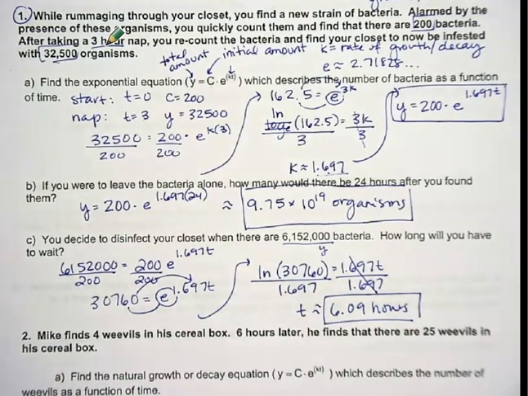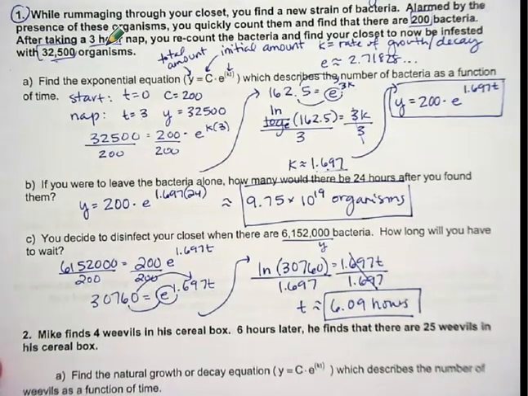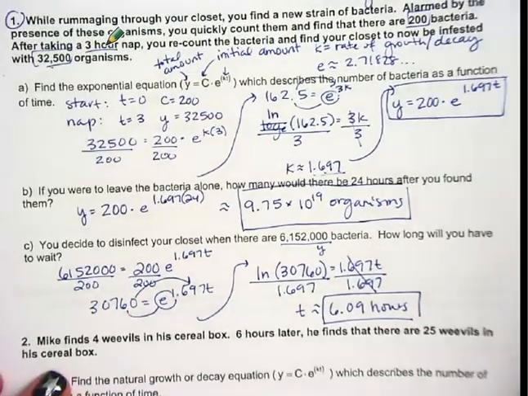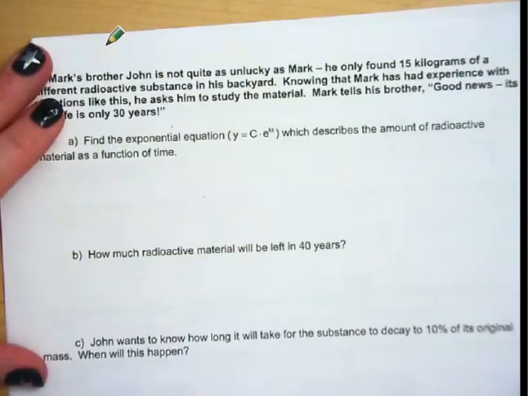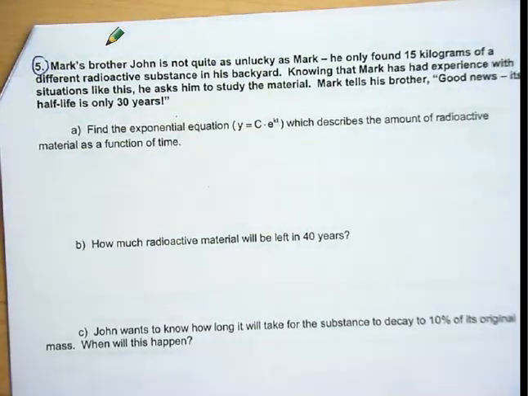Okay, so 2 and 3 are also growth problems that work similar to this one, so I'm going to leave those for you to do on your own. 4 and 5 are decay, so let's look at number 5. If you haven't read the problem, please pause your video and go read that now.